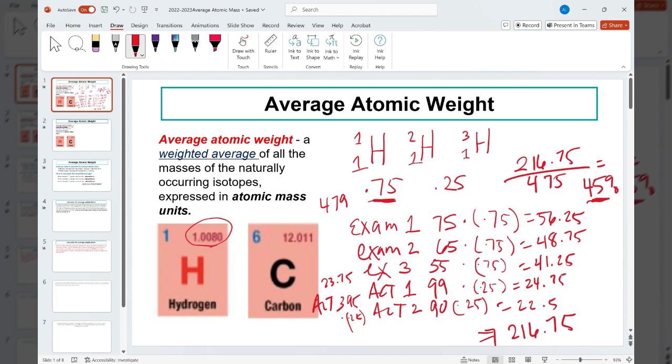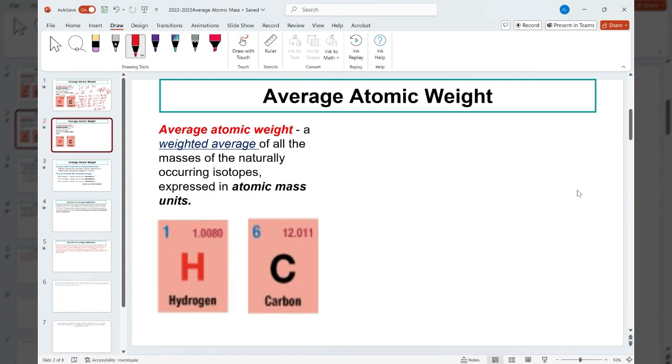So you're probably wondering where I'm going with this, but this is exactly how a weighted average works. Right here, the average atomic weight, that's exactly the same example. So whichever isotope has the largest percent abundance, the weight of that isotope has a bigger impact on the overall atomic weight that is on the periodic table. So let me give you an example here.